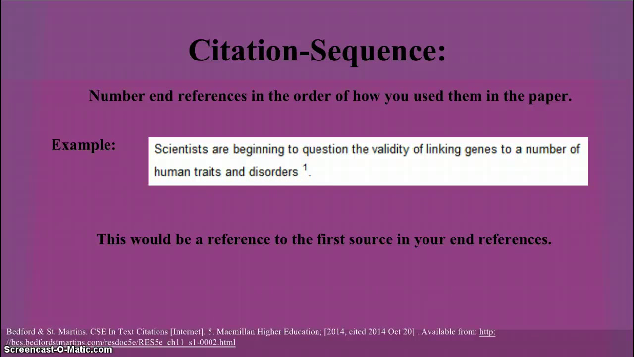The variation called citation sequence means that you put a number into your in-text citation that refers to the reference that you used for the citation in your end references section. These sources must be numbered in the order that they appear in your paper. Your first in-text citation would have the number 1 at the end of it, and the first reference in your end references would be the source for this quote and would also be numbered with a 1.